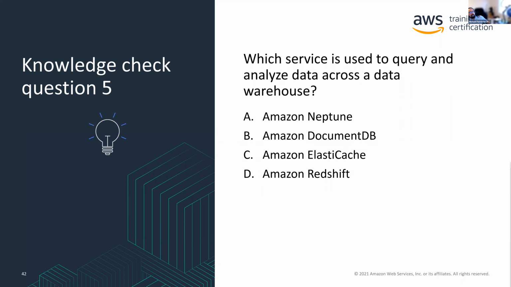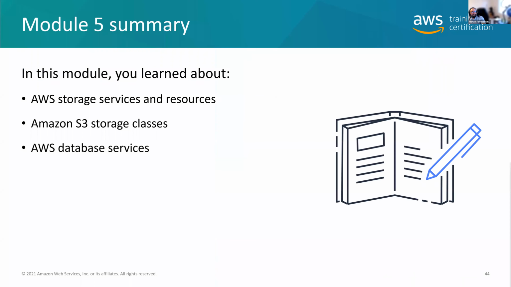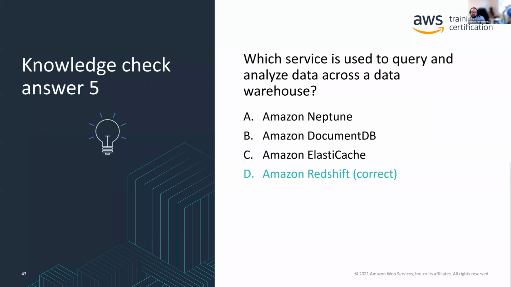Which service is used to query and analyze data across a data warehouse? What did I say was Amazon's premier data warehousing service? That's right. It's got a funky name. It's called Redshift. Good. Neptune, by the way, is the graph database. Just make sure that's clear.